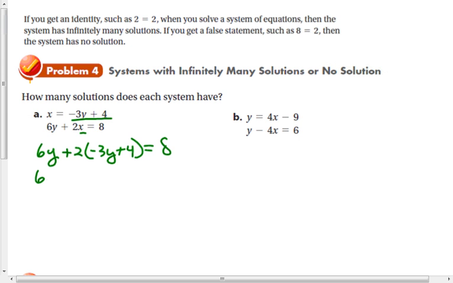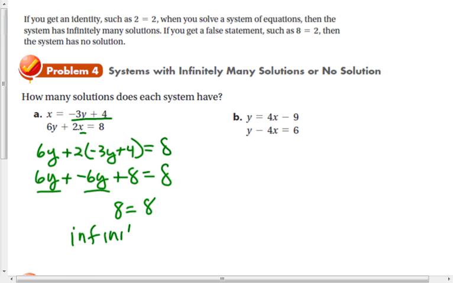And then we simplify that, and we solve it, and we end up with 0 plus 8, and we end up with 8 equals 8. That's an identity. That means there will be an infinite number of solutions.